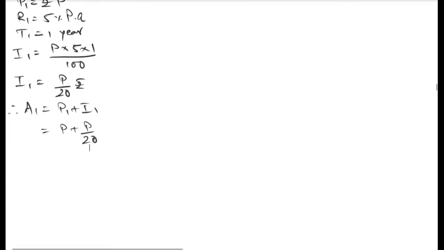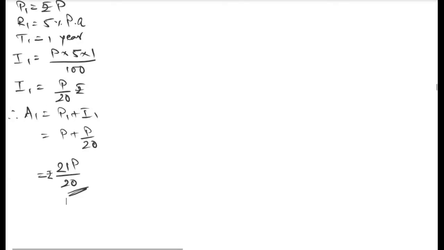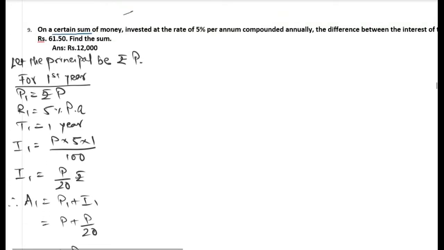Therefore, A1 is equal to P1 plus I1, which is P plus P by 20. Let me just go down. Okay, P plus P by 20, if you take LCM and solve, it will be 21P by 20. So this is the amount, 21P by 20, right? This is the amount for the first year. Okay, let's continue our calculation for the second year as well.